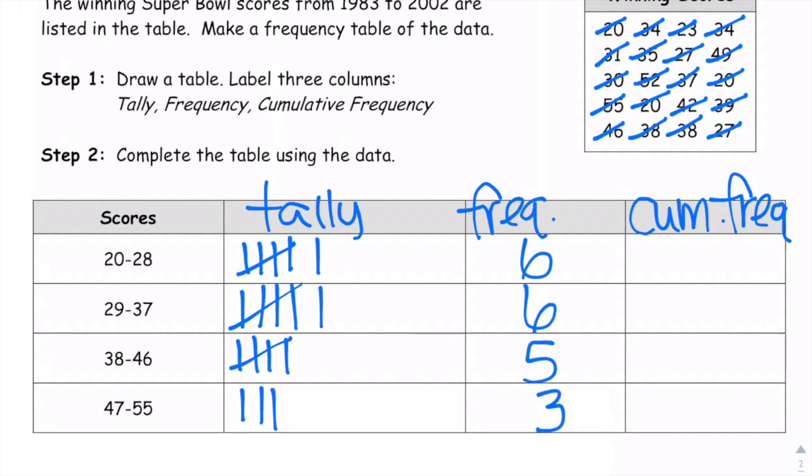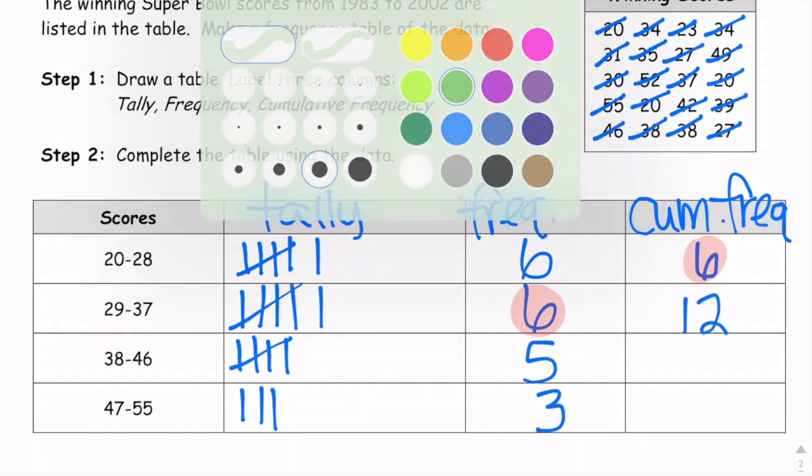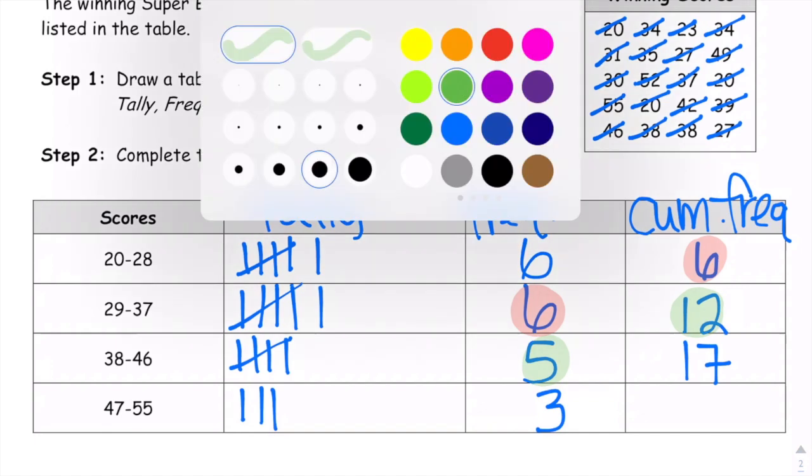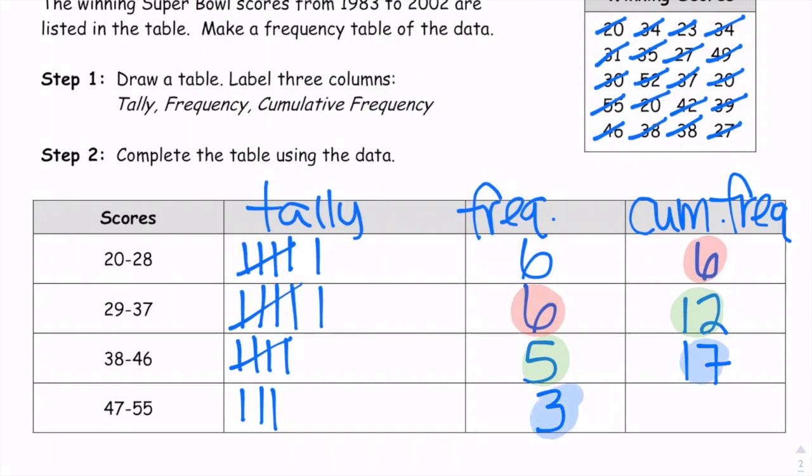So cumulative frequency, we have 6, and then 6, and then we have the 6 here, plus the 6 here, gives us 12. And then 12 plus 5 gives us 17. And 17 plus 3 gives us 20.